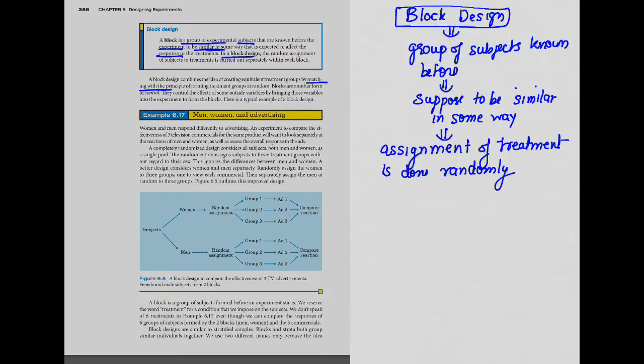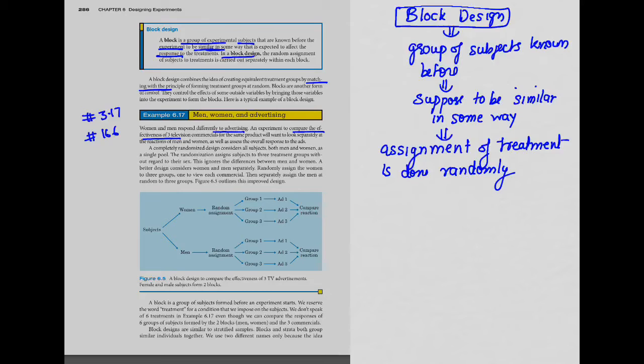All right, so let's move to another example for block design. That's example 6.17, and in your book that is example 3.17. This is on page number 166, and that's men, women, and advertising. All right, so here they're talking about some kind of advertisement, and how men and women respond to different advertisements. The basic goal of this study is to compare the effectiveness of 3 television commercials.